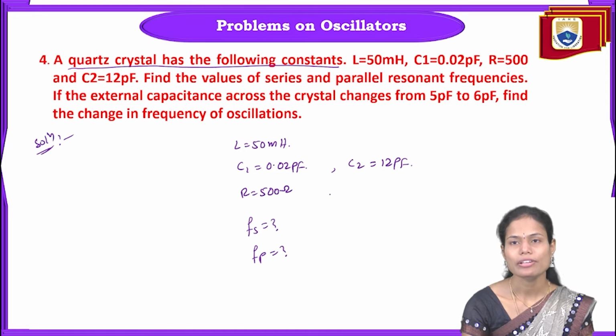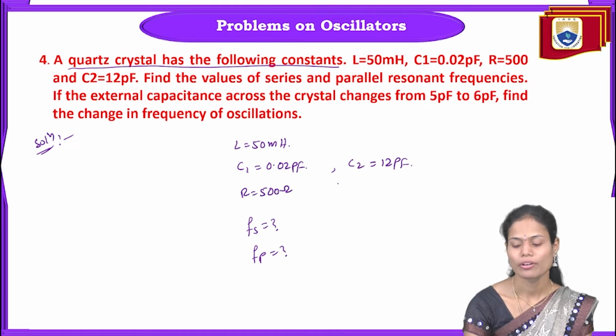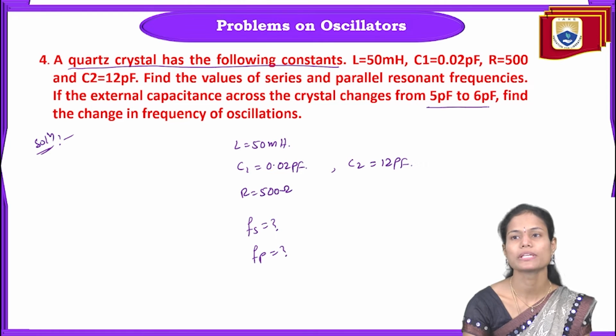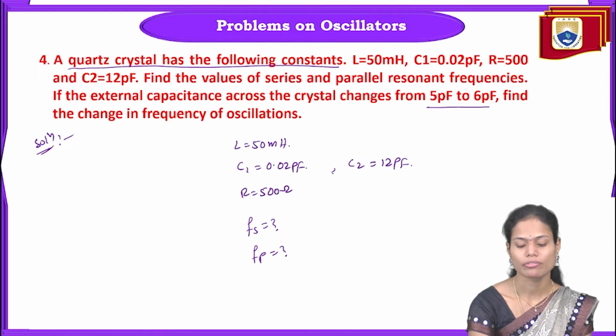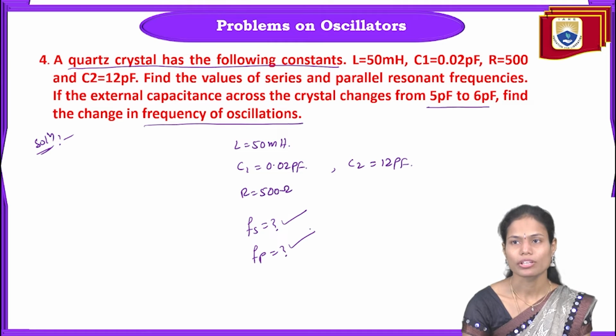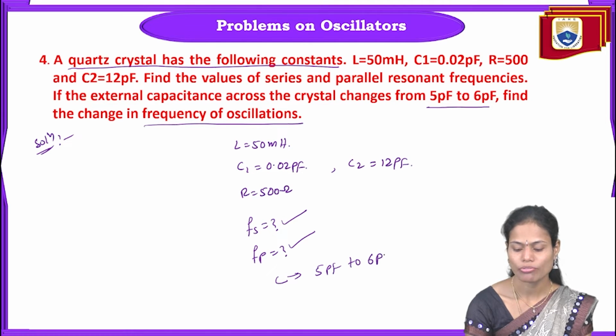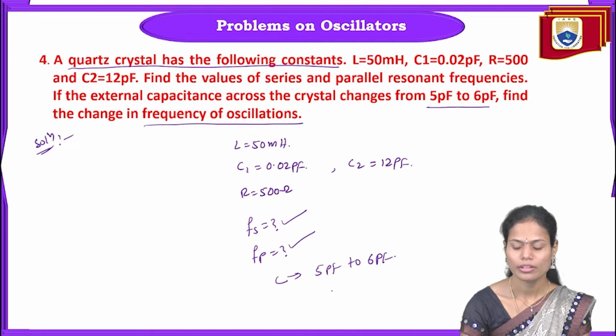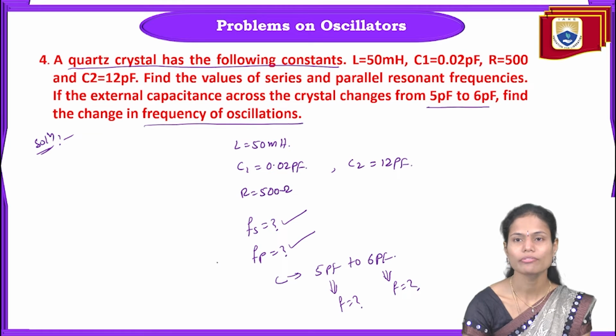If the external capacitance across the crystal changes from 5 picofarads to 6 picofarads, find the change in frequency of oscillation. So first, from the given parameters, we need to find the series resonant frequency as well as the parallel resonant frequency. And in the second case, whenever the capacitance value changes from 5 picofarads to 6 picofarads, we need to calculate how the frequency of oscillation changes, that is, how much frequency we get at each capacitance.